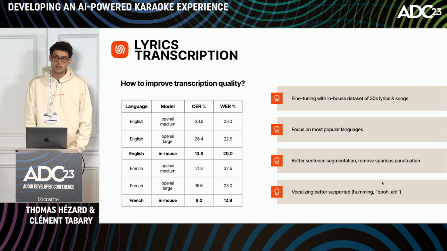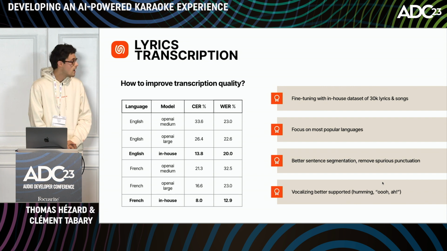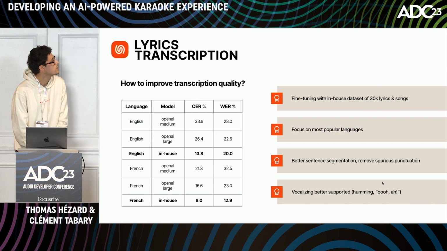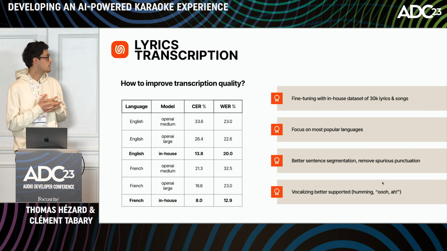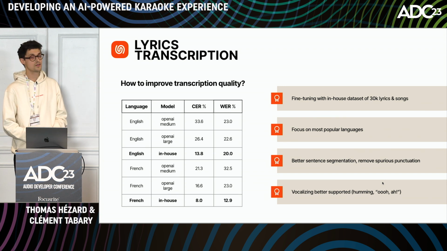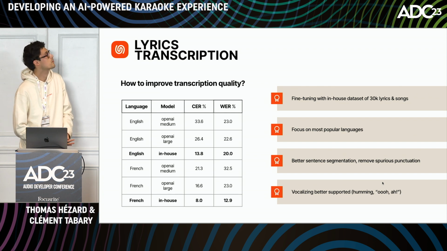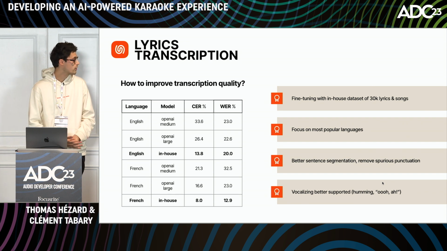So we re-implemented the training pipeline and fine-tuned the Whisper model made open source by OpenAI. And we ended up with actually better performance on our private dataset of lyrics. We use two commonly used metrics to assess speech transcription quality, CER and WER, which stand for character error rate and word error rate.